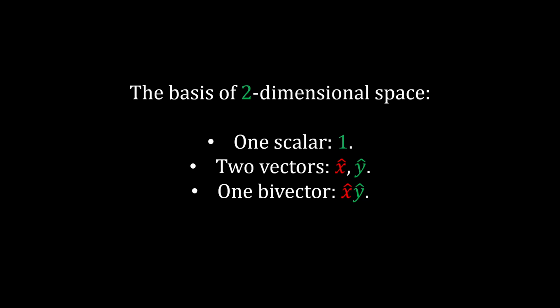The basis for the 2-dimensional geometric algebra has a unit scalar, 2 unit vectors, and 1 unit bivector. As I said earlier, I won't cover the algebraic properties in depth here. I'll only be discussing the geometry. In the next video, I will introduce geometric algebra more rigorously.